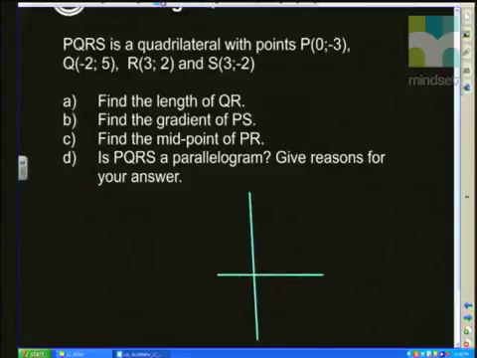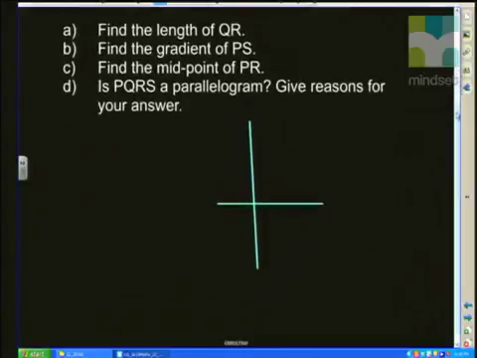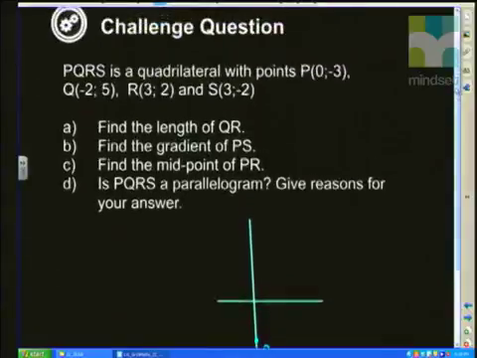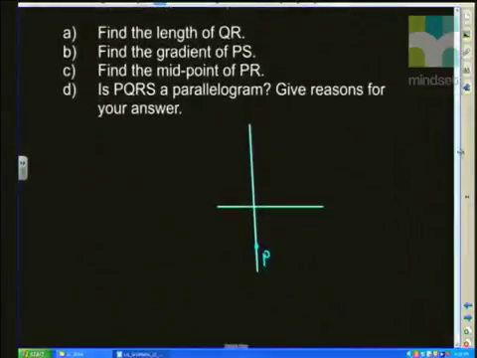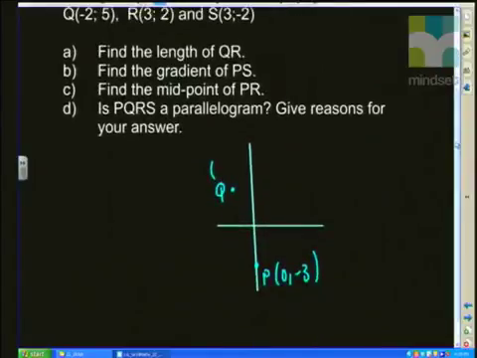Okay, we've got that point P is 0 and minus 3. So x is 0, y is minus 3. So let's say that's somewhere there. That's point P. We've got Q, x is minus 2 and y is 5. So let's say that is there. Okay, and I'm just going to write the coordinates as we put our diagram together. Here x was minus 2, y was 5.